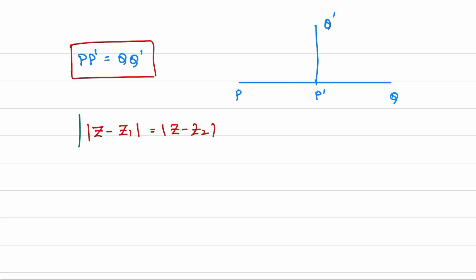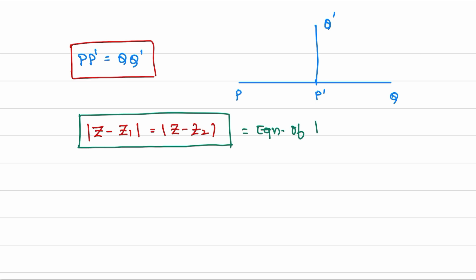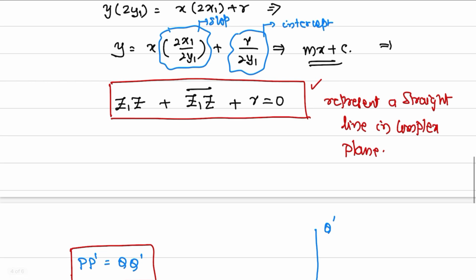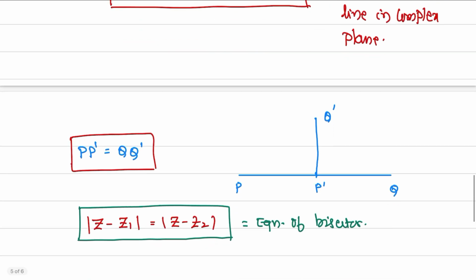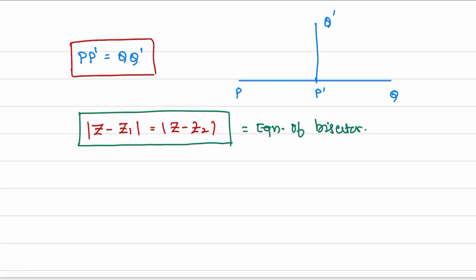This is the equation of the bisector, which bisects the line Z1 Z2. Now you have got the equation of the straight line and the equation of the perpendicular bisector, and for any question on straight line equation or perpendicular bisector, I think you apply these rules and you can easily get the answer. Best of luck to everybody.